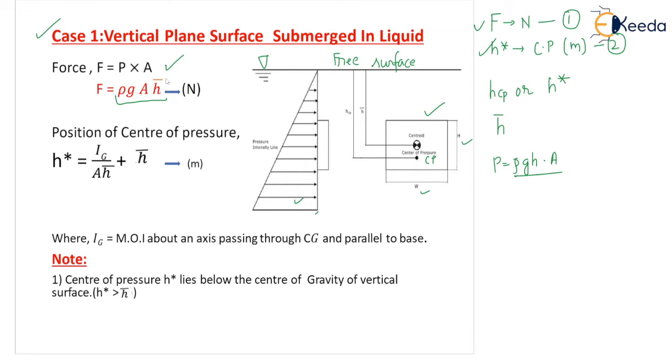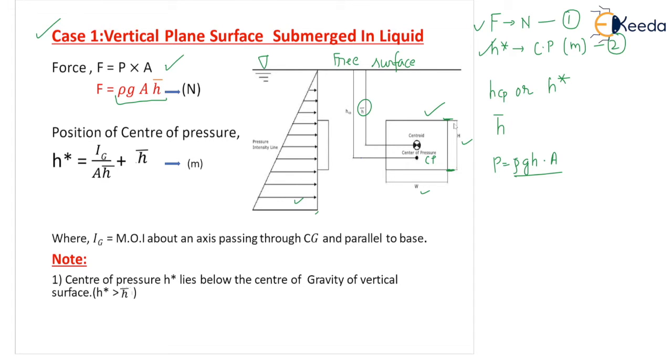But in place of h you can see h bar. What is h bar? Cg distance, right? H bar is the Cg distance. Why is it taken as h bar? What is the reason? Because if you look at the top surface here, this height is your minimum height from the free surface, and this is the maximum height, correct? This is the maximum depth, and this is the minimum depth, correct?